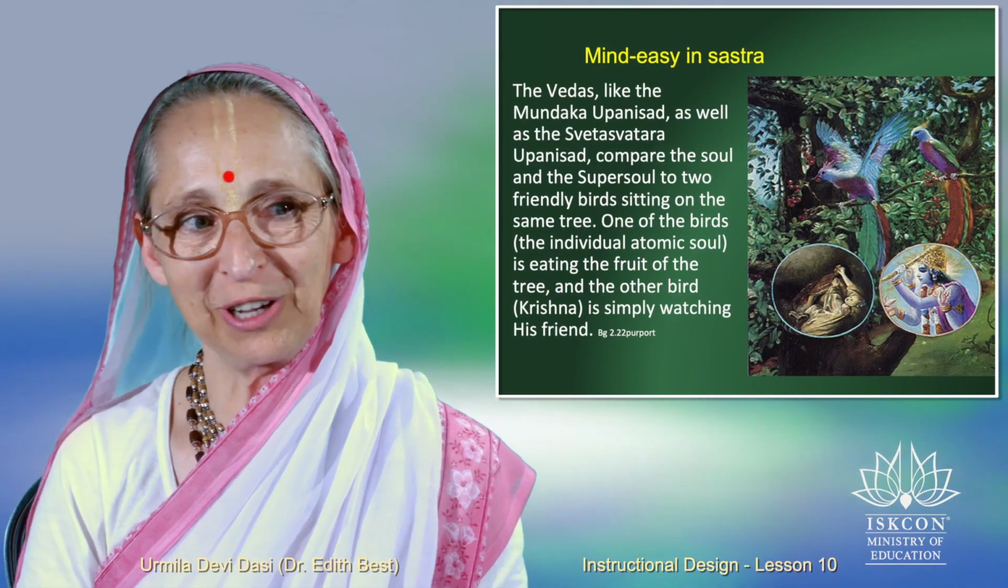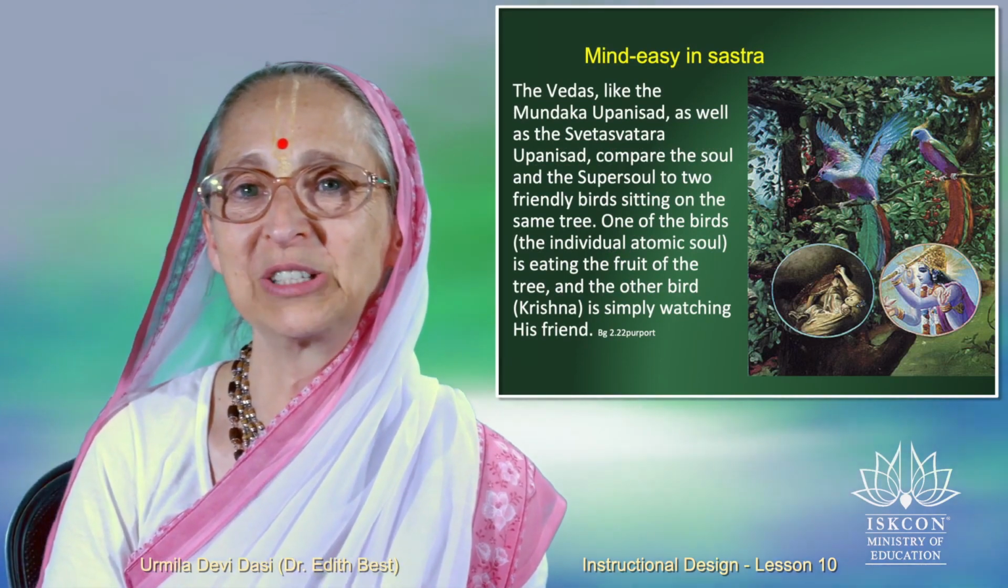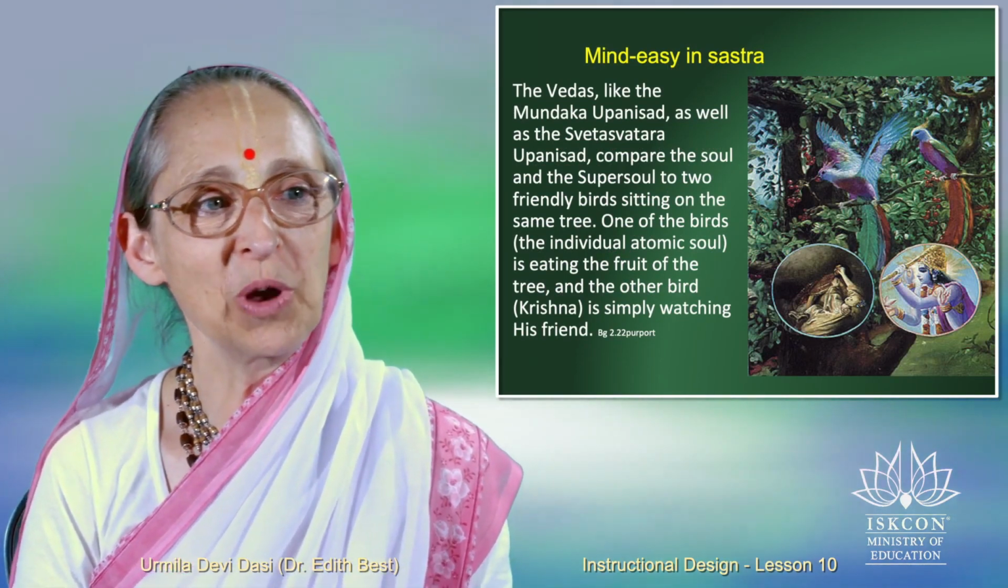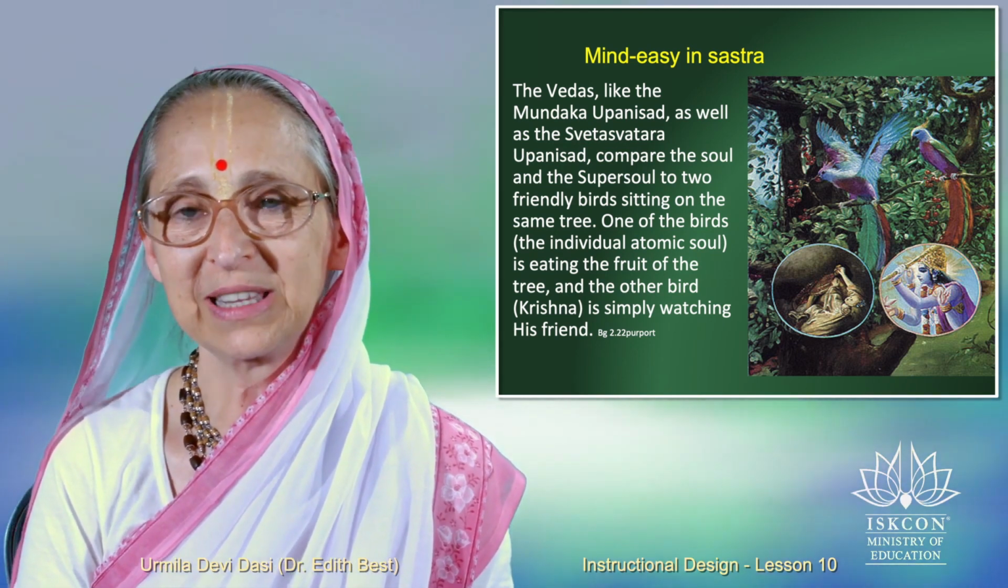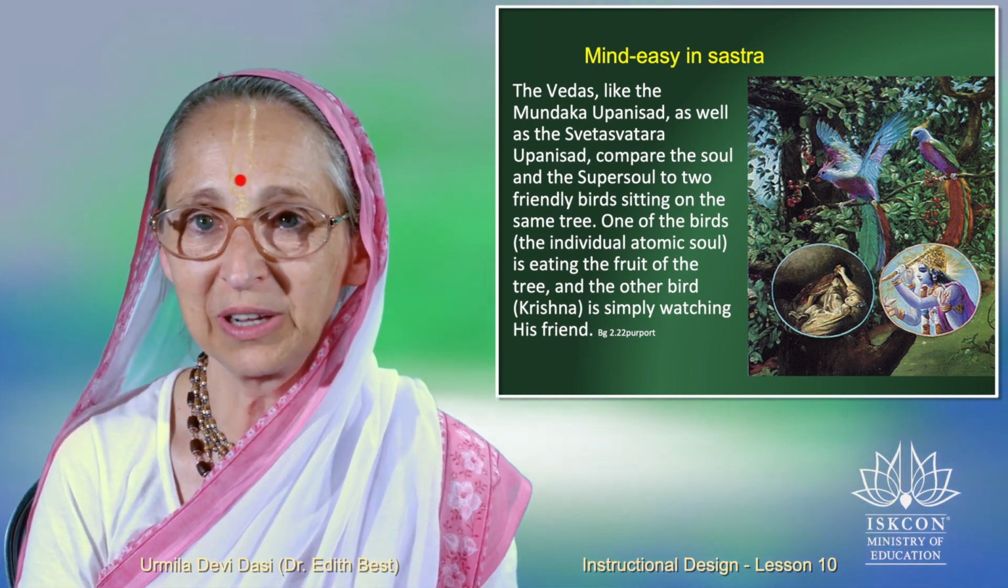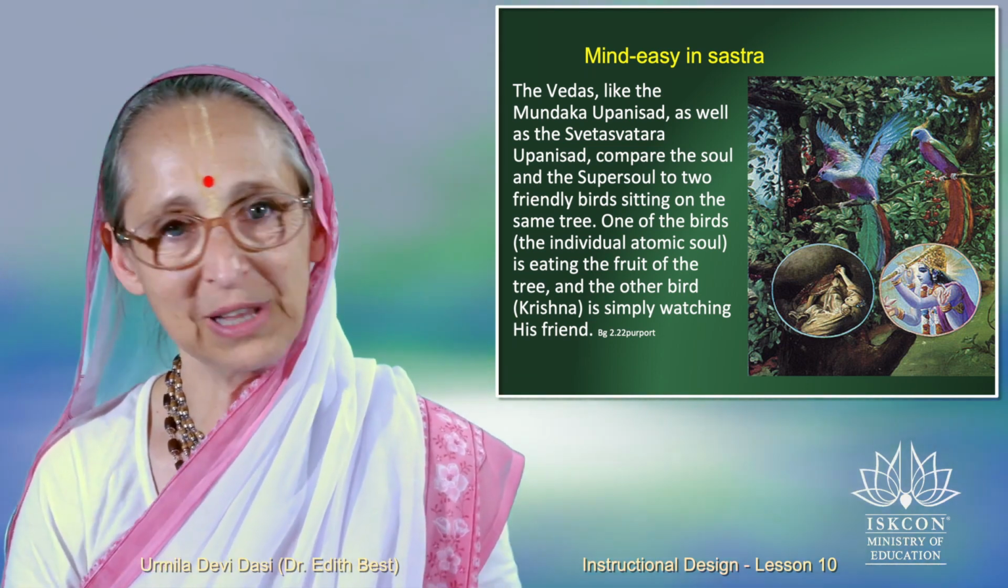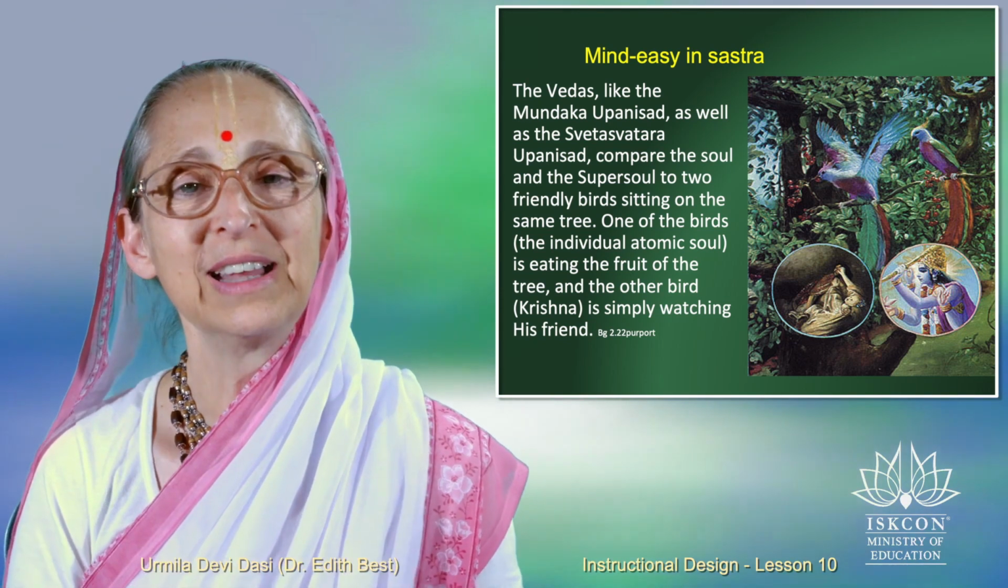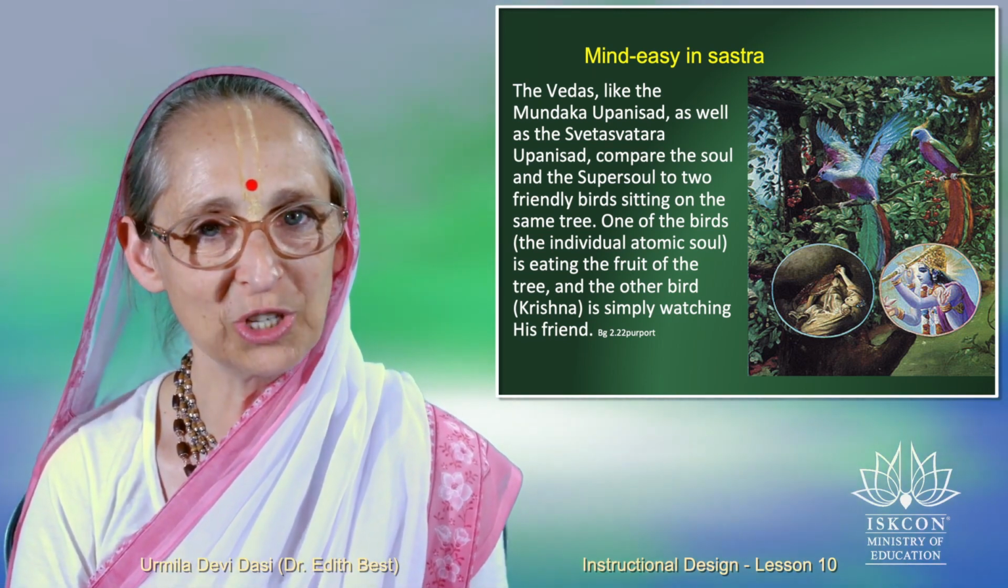What about the Shastra? Here we have in Bhagavad Gita 2.22 purport, Srila Prabhupada is referring to the different Upanishads that compare the soul and the Supersoul to 2 birds in a tree. One bird is eating the fruit, that's us, the conditioned jiva, and one bird, the Supersoul, is watching.